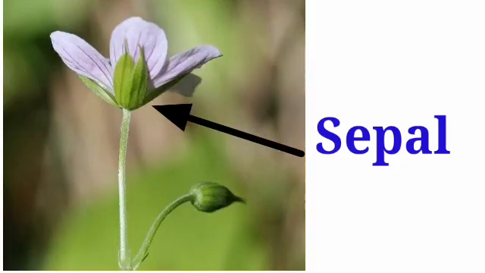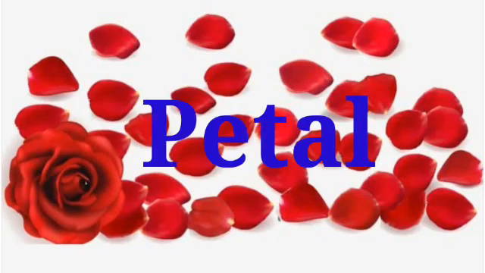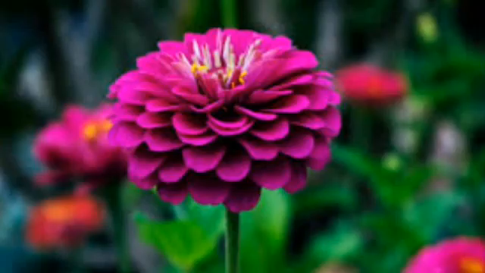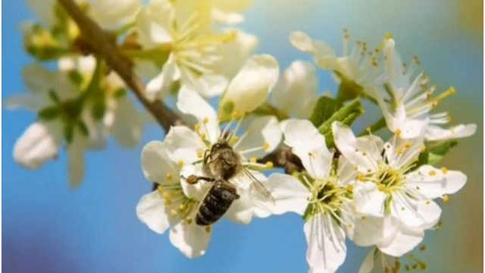Sepal. It is the outer part of the flower. Usually it is small and green in color. It protects the bud in the early stage. Petal. It is often colorful and it attracts the insects.